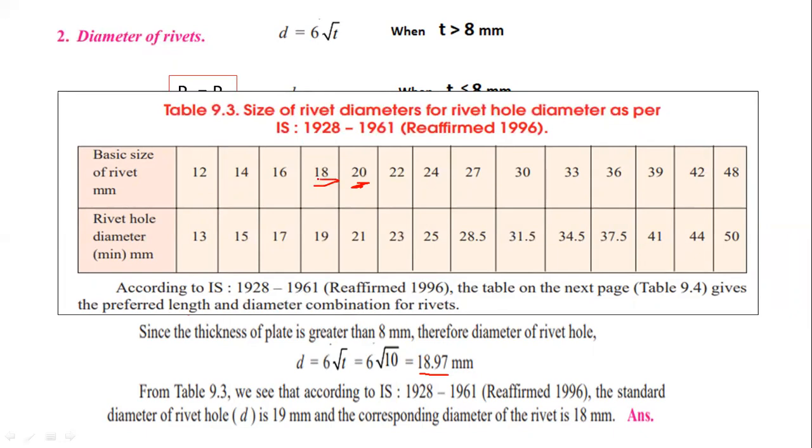20 and 18 are the two nearest values to our obtained value of 18.97. So you can select any one of these two values. Here I consider 18 mm. So I selected the standard size of rivet D equal to 18 mm and rivet hole equal to 19 mm.